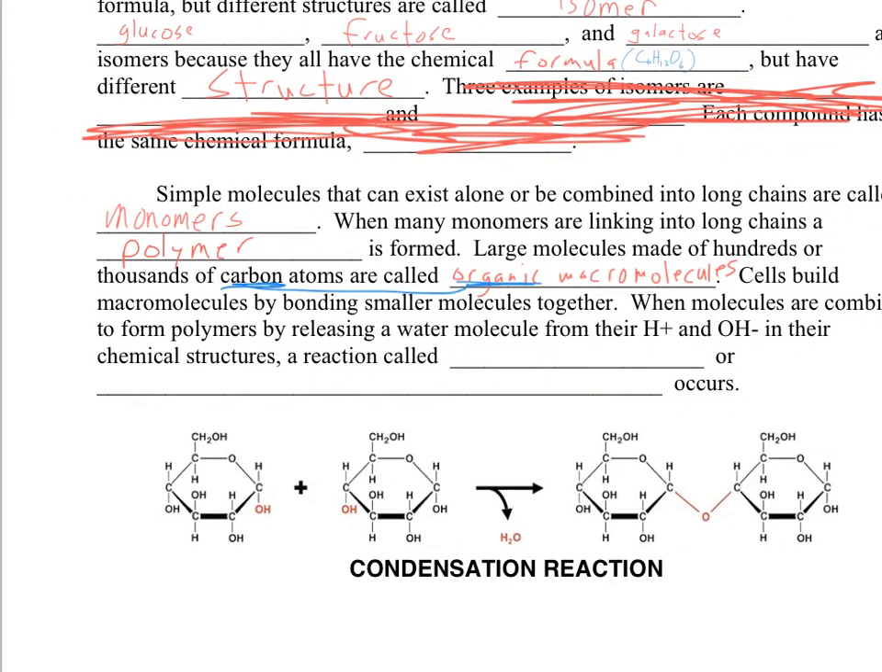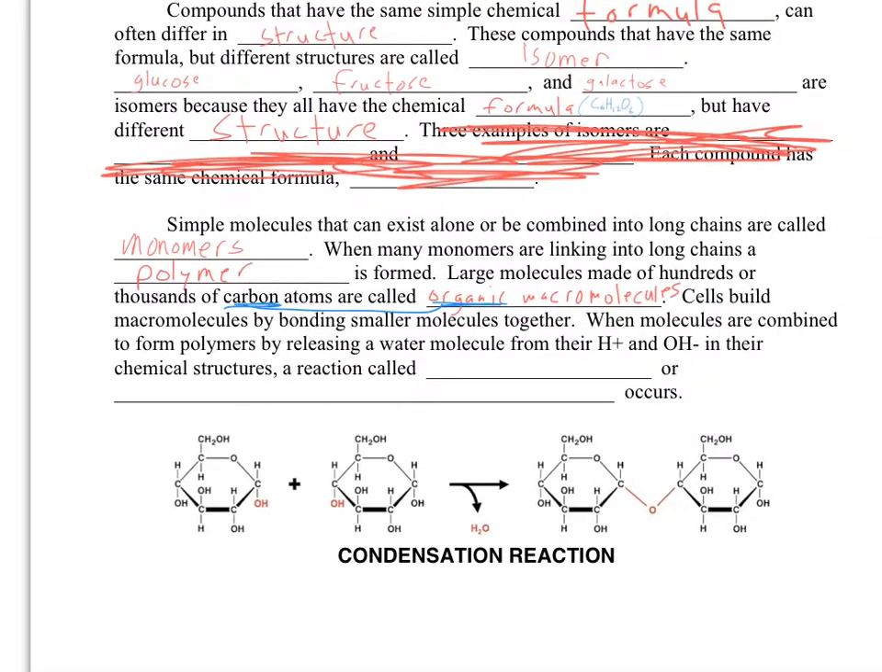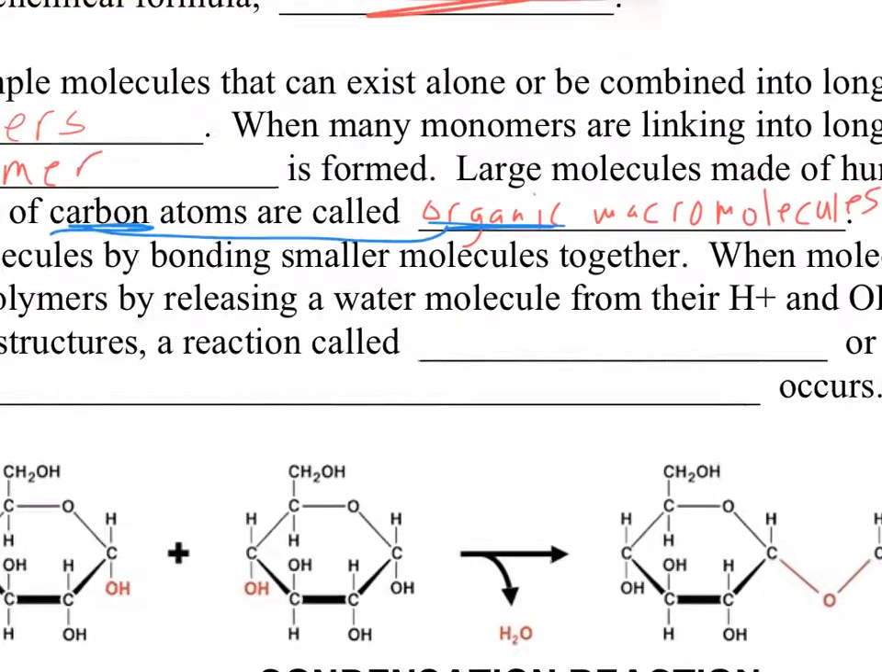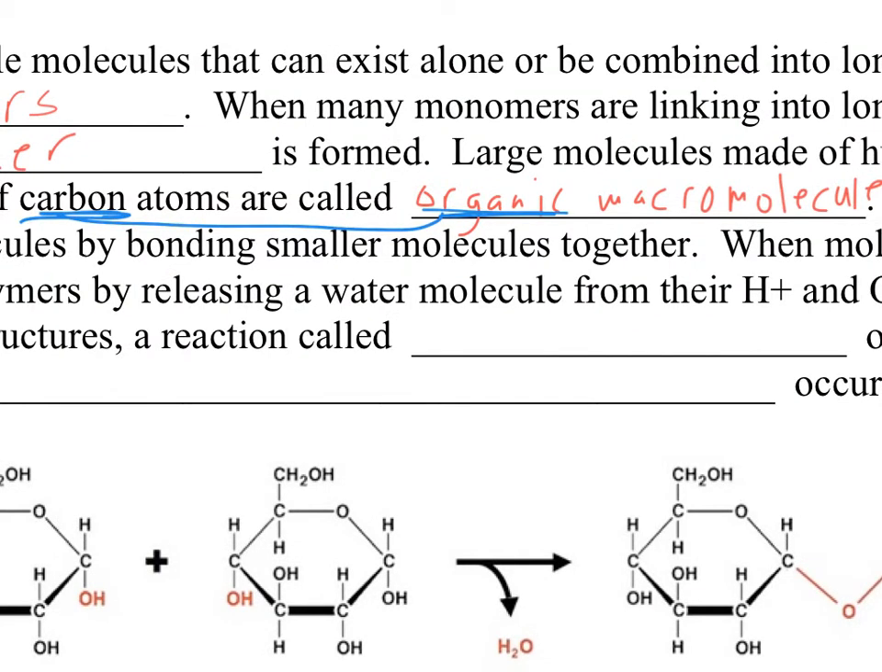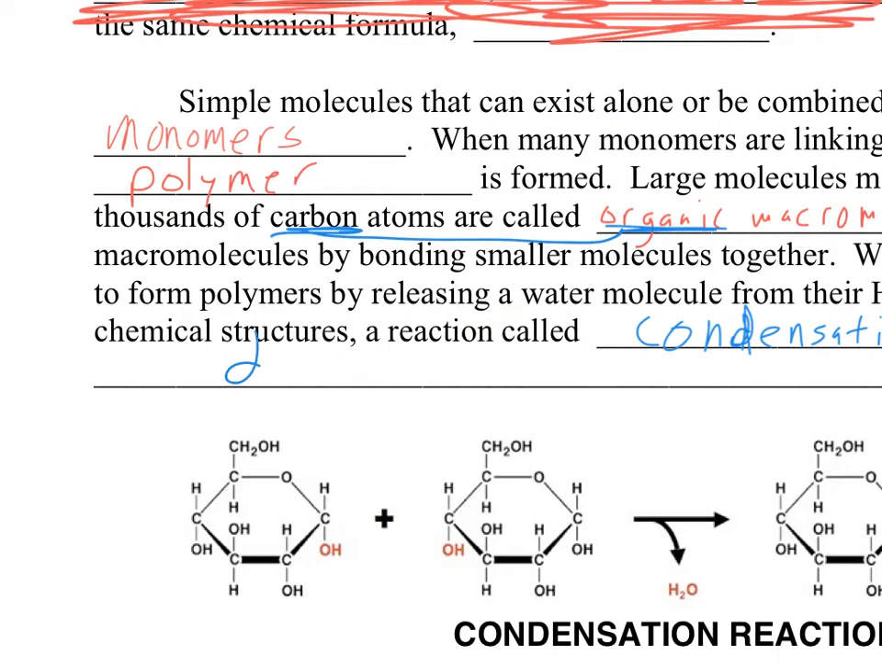It says when molecules are combined to form polymers by releasing a water molecule from their hydrogen and hydroxide ions in their chemical structure, a reaction called blank or blank occurs. So the name for the reaction is actually called condensation. It's a condensation reaction. But what did we call it yesterday? Dehydration synthesis.